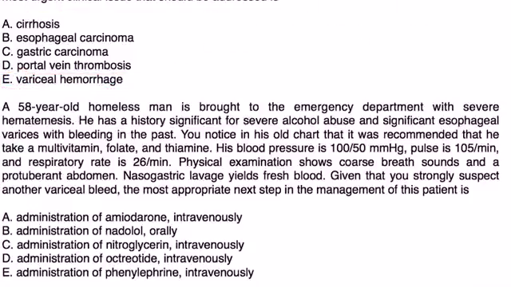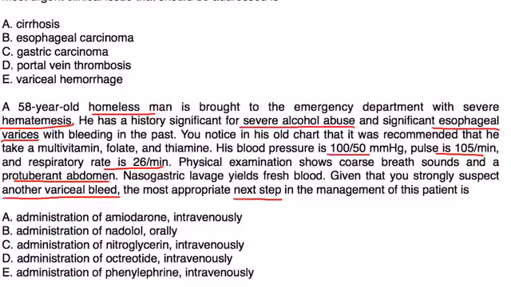The next question. 58-year-old homeless man is brought to the emergency department with severe hematemesis. He has a history significant for severe alcohol abuse and significant esophageal varices with bleeding in the past. You notice in his old chart that it was recommended that he take a multivitamin, folate, and thiamine. Blood pressure is 100, pulse is 105, respiratory rate is 26. Physical exam shows coarse breath sounds and a protuberant abdomen. Nasogastric lavage yields fresh blood. Given that you strongly suspect another varicose bleed, the most appropriate next step in the management of this patient is?